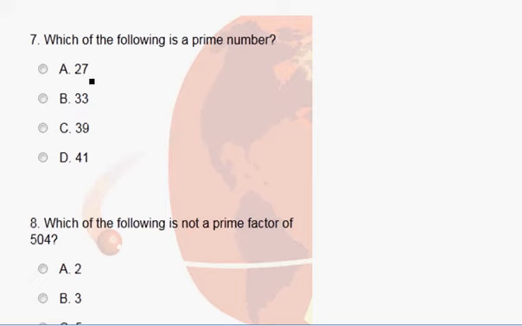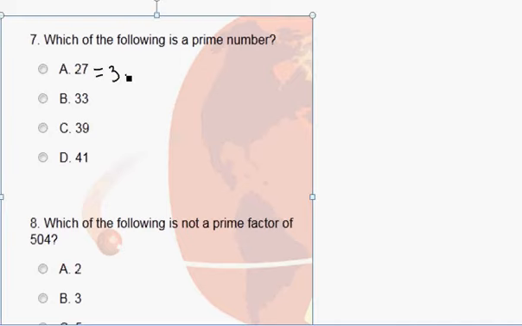So here, if you don't know this trick for knowing if 3 divides a number, if you add the digits of the number and that number is divisible by 3, then the original number is divisible by 3. In other words, if I add 2 plus 7, I get 9. And since 9 is divisible by 3, then so is 27. So 27 has 3 as a prime factor. In fact, 27 is 3 times 3 times 3.